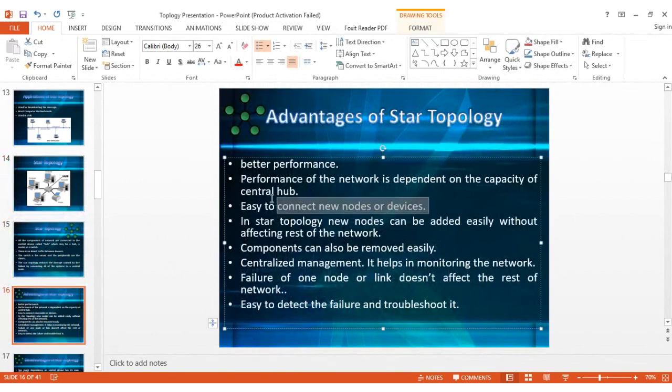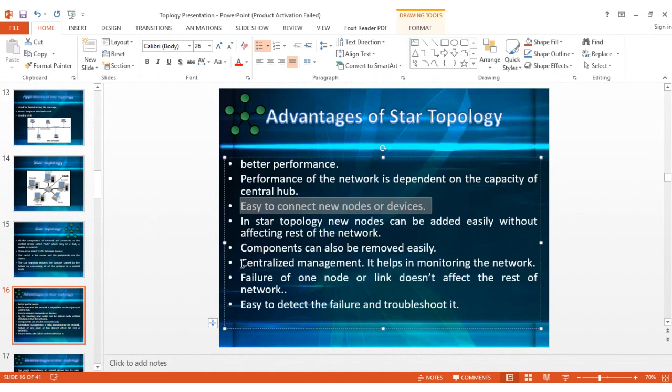And still, it is easy to connect new nodes or whatever devices. For example, maybe you are using a switch, and remember, a switch has about 24 ports. Initially, you had connected 10 devices. You can add 10 more computers and connect them to the topology without any effect.